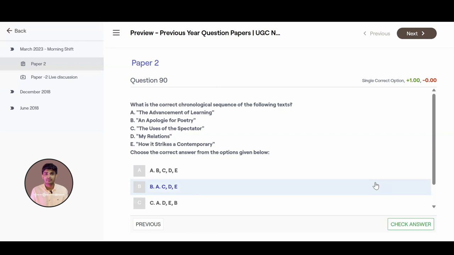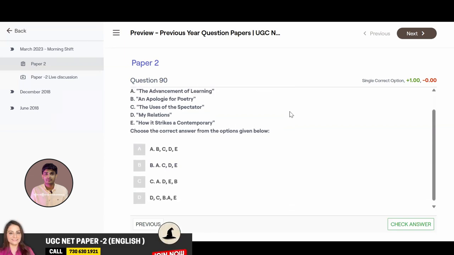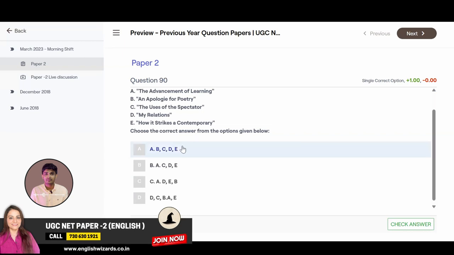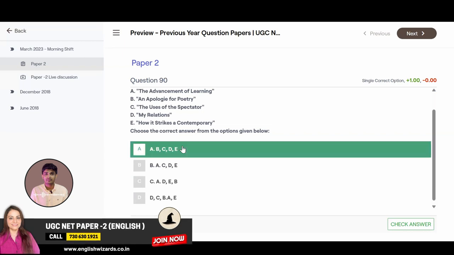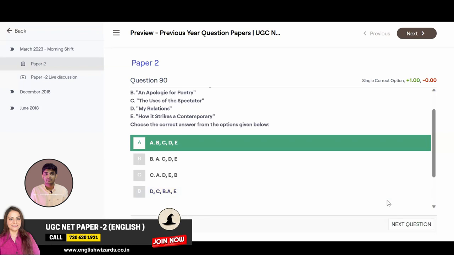90th question. What is the correct chronological sequence of the following texts? The Advancement of Learning, An Apology for Poetry, The Uses of the Spectator, My Relations, and How It Strikes a Contemporary. Can you arrange this in correct chronological order? Option A. Can we go with A? We can go with A, but A is not the answer. The answer is B. The order goes like this.